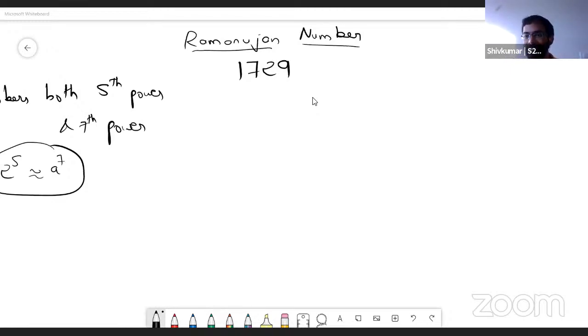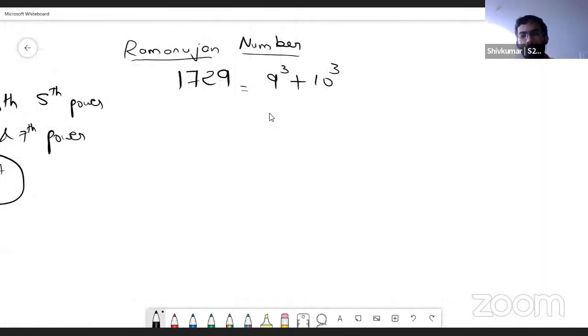He says this number can be written as the sum of two cubes. Yes, sir, 10 and 9. Very good. So 9 cube plus 10 cube. 9 cube is nothing but 729, and 10 cube is 1000. So this is the sum of two cubes, right? Anyone who is a little bit interested in math could have said this. There's no big deal in this. If you know all the cubes till 15 or 20, you'll be able to say this, right?